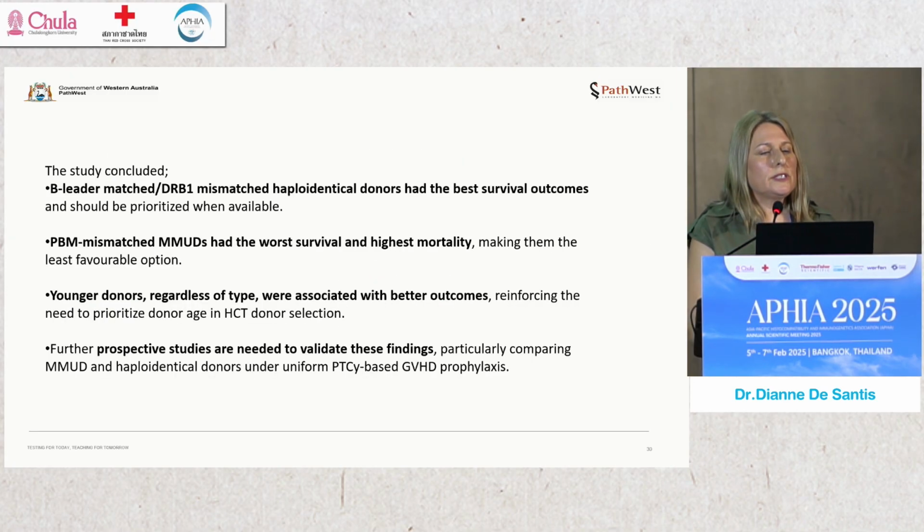So the study concluded that B-leader matched, DRB1 mismatched haploidentical donors had the best outcomes and should be prioritised when available. PBM mismatched, HLA mismatched MUDs had the worst survival and highest mortality, making them the least favourable option. And younger donors, regardless of type, were associated with better outcomes, reinforcing the need to prioritise donor age in HSCT donor selection. They also conclude that further prospective studies are needed to validate these findings, particularly comparing mismatched MUD transplants and haploidentical donors under uniform PT-Cy GVHD prophylaxis.